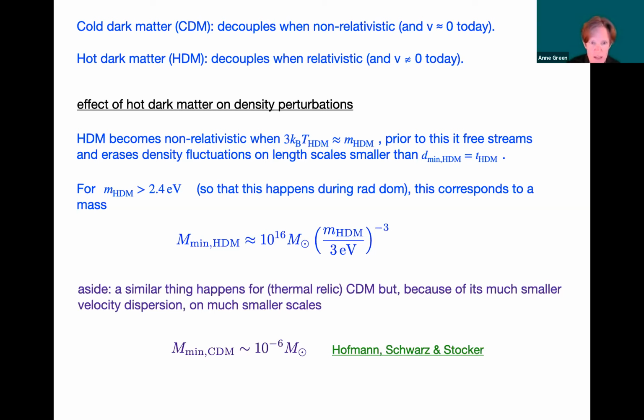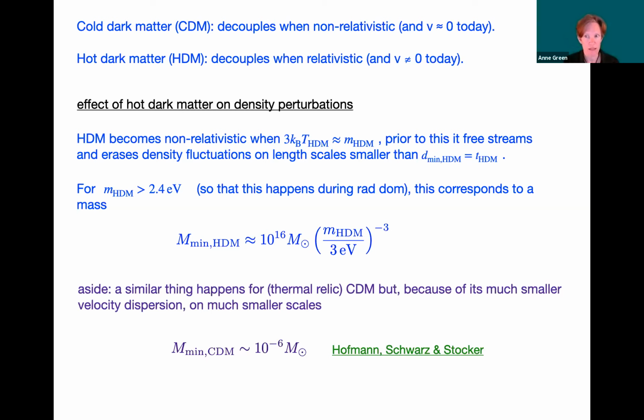The hot dark matter becomes non-relativistic when its thermal energy, 3 k_B times the temperature, is roughly equal to its rest mass energy. And again, we set c equals 1 here. Before this, though, it's relativistic and it free streams, and it erases density fluctuations on length scales smaller than the horizon at that time. And with a detailed calculation, the result is that the mass scale beneath which, if you have pure hot dark matter, it erases density perturbations, is about 10 to the 16 solar masses. And so for reference, that's roughly the scale of a galaxy cluster.